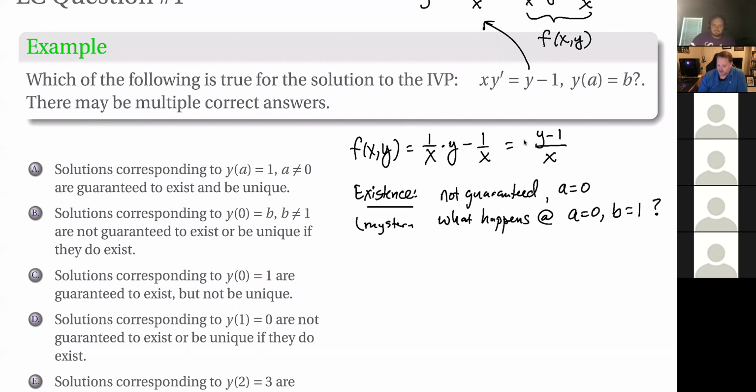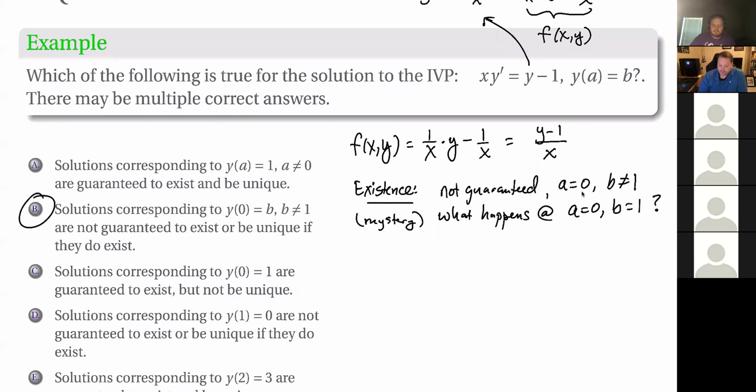The existence uniqueness theorem doesn't tell me anything about that. So this is sort of a mystery to me. I don't know anything, but I for sure know that we're not guaranteed to have solutions if a is 0 and b is not 1. So if a is 0 and b is not 1, we are not guaranteed any solutions. So that is B. B is true.